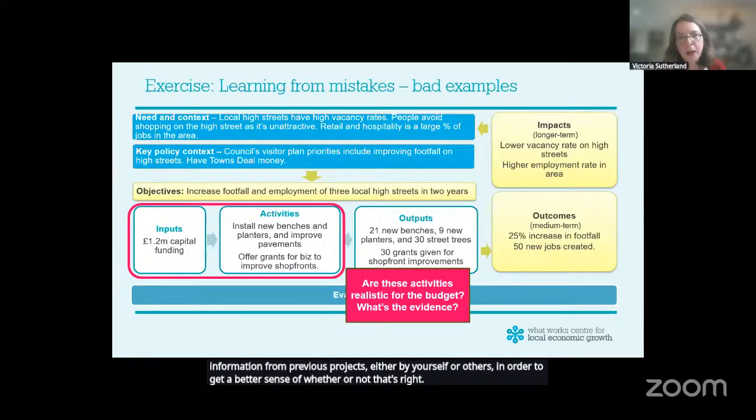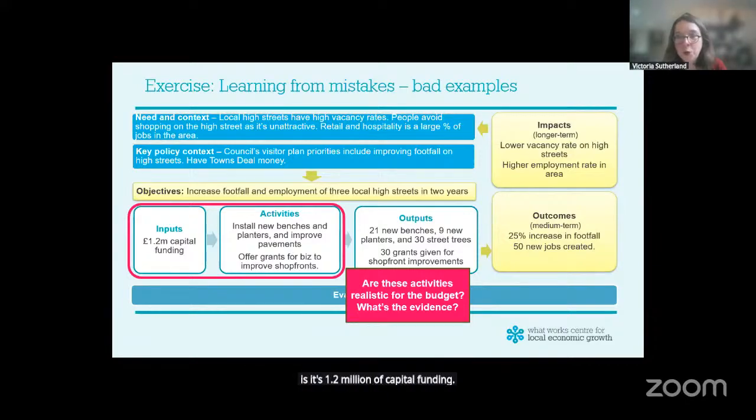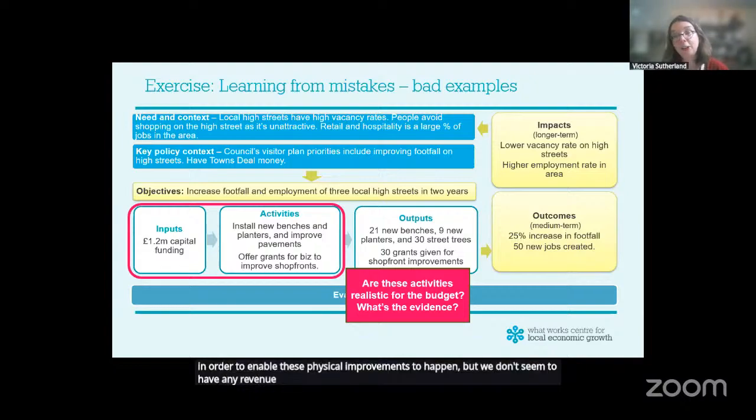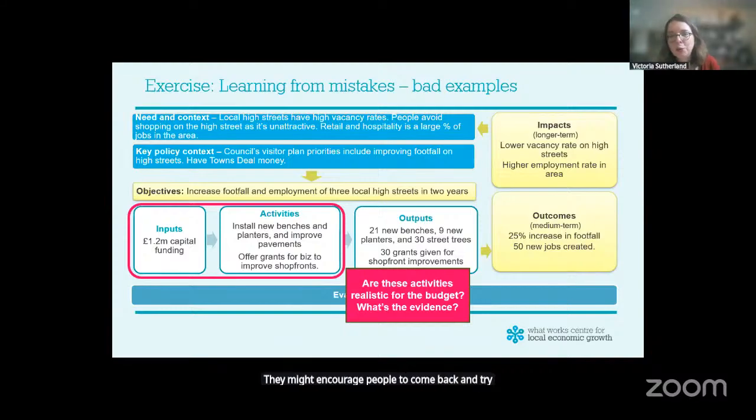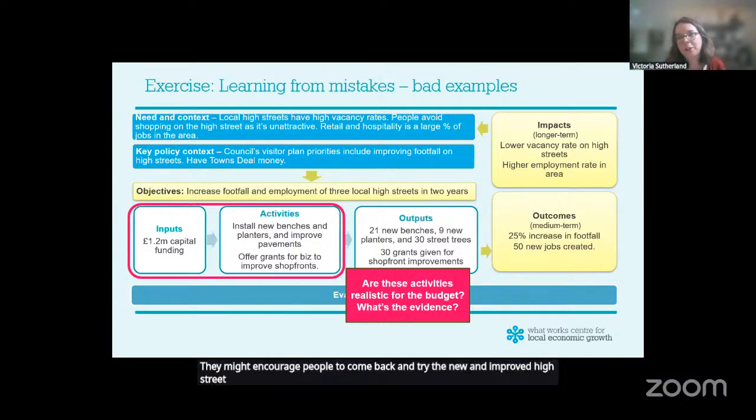I think the other thing I would pick up on here is it's £1.2 million of capital funding. So what we've got here is funding to enable these physical improvements to happen, but we don't seem to have any revenue funding, either to maintain that stuff over the longer term, or indeed to do other activities that might encourage people to come back and try the new and improved high street. So I think that's also another thing. Think about whether the kinds of inputs that you've got actually are going to enable you to deliver what you're trying to achieve, or whether you need a different kind of budget.